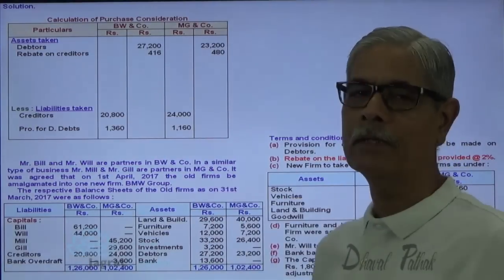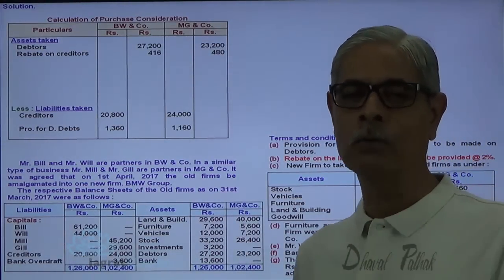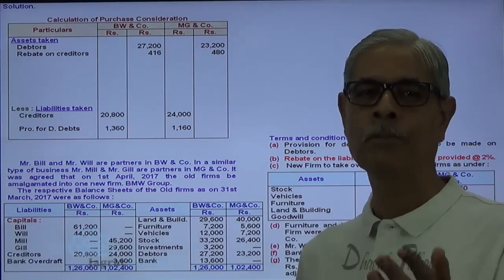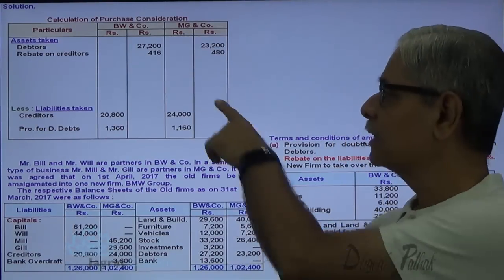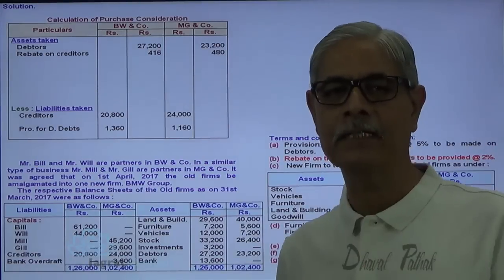This is a provision, rebate on creditors. This is the likely discount that is going to be earned by the new firm, the purchaser firm, and that's why the valuation of liability is made at a discount.